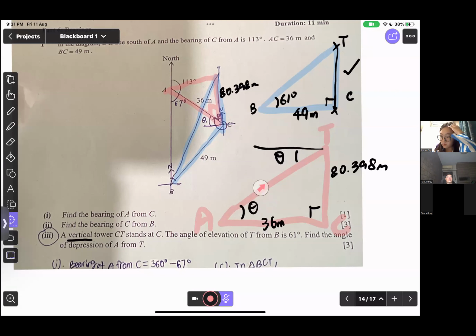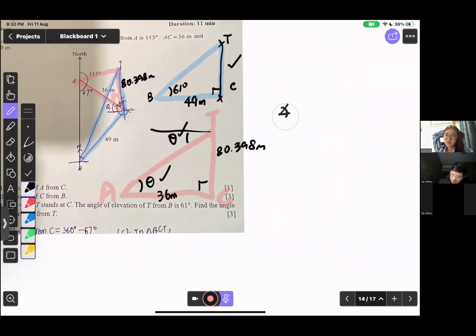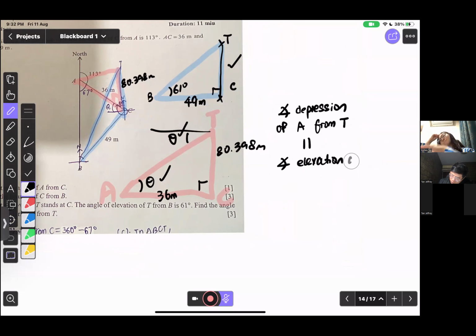Okay, so if I want to find this angle, this is the angle of depression of A from T, the same as the angle of elevation of T from A. These two are the same because of alternate angles. So I write it down here: the angle of depression of A from T is the same as the angle of elevation of T from A.